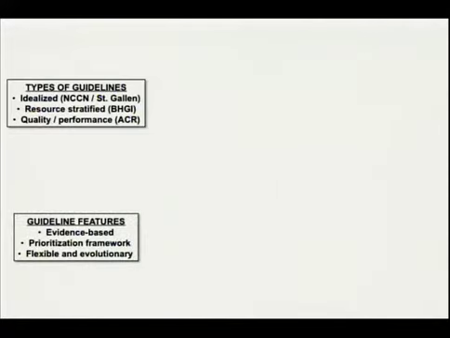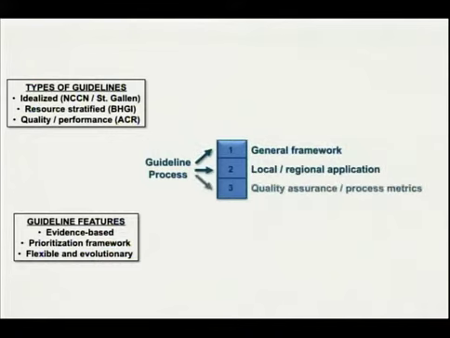The common features are that guidelines need to be evidence-based, they're not arbitrary. Having some type of prioritization framework, that's something that the resource stratification does. But you also have to recognize that they have to be flexible and evolutionary, meaning that the guidelines are not fixed in time. It's something that develops, particularly as new scientific information comes up. So in terms of the guideline process, this is in the middle part of this. We begin with a general framework, and that's what we've done with the BHGI guidelines. But then you have to ask the question, well, how does this apply? How does this apply at a local level or a regional level?